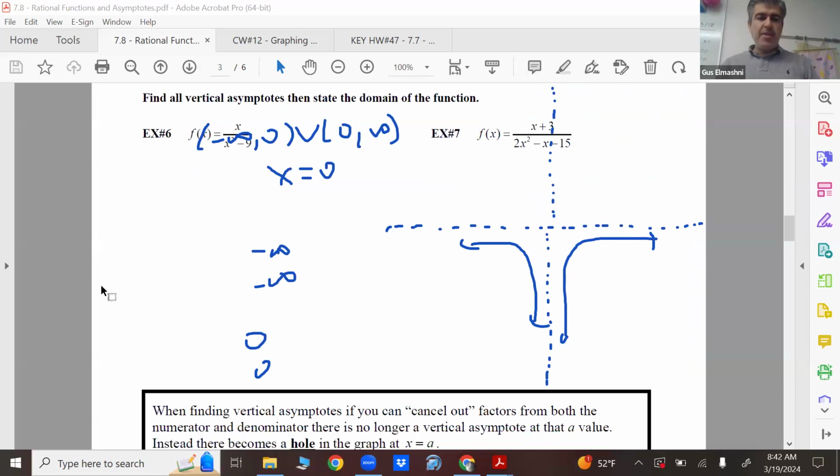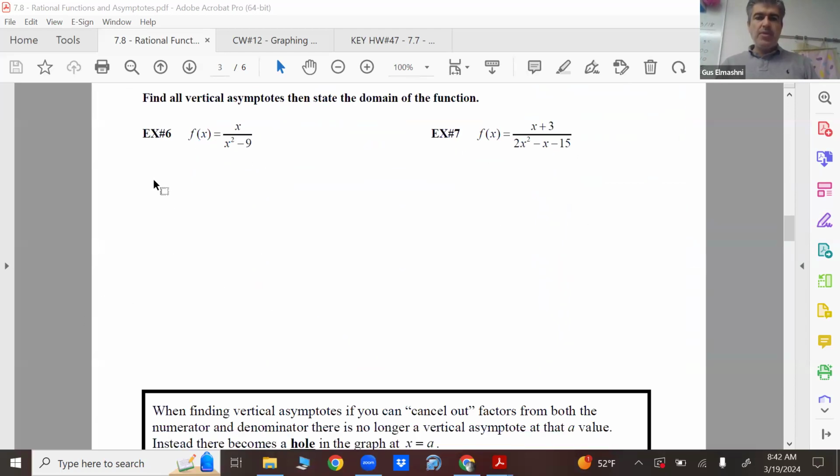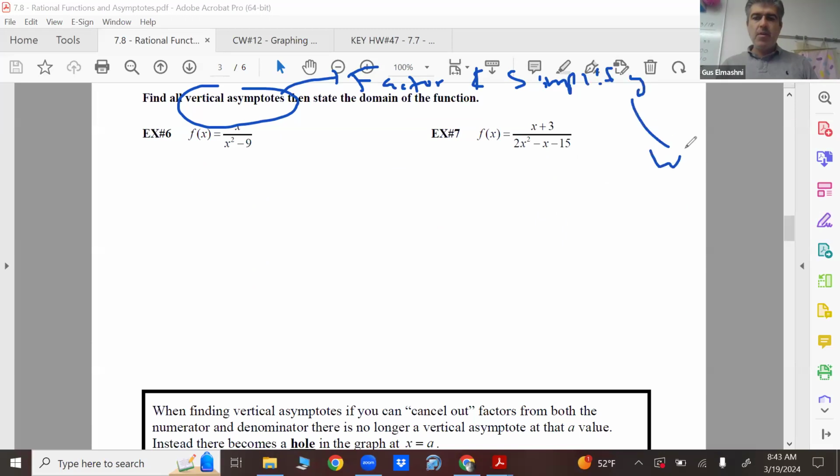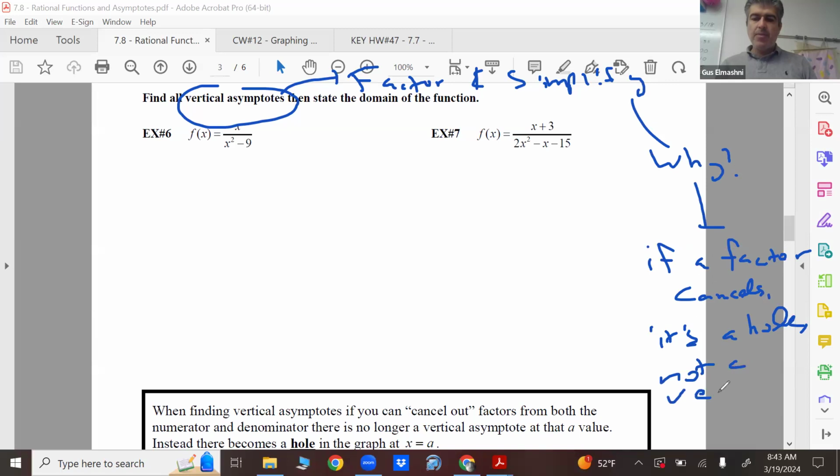All right, find the vertical asymptote. So what I would suggest that you always do is factor and simplify. Why? That's because if a factor cancels, it's a hole, not a vertical asymptote. We'll talk about holes in just a little bit and how they differ from vertical asymptotes.